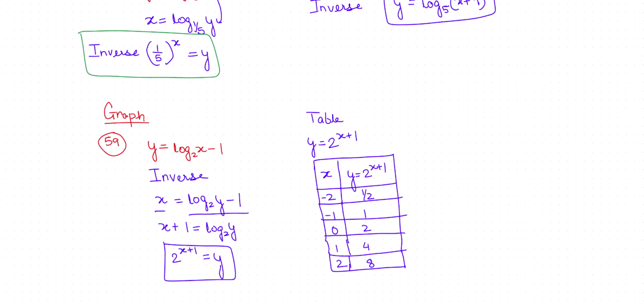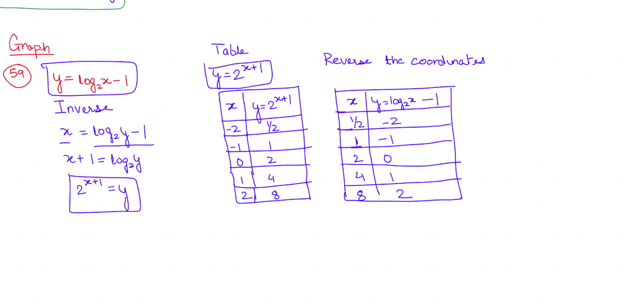So we will interchange, we'll reverse the coordinates for the points of y is equal to 2^x plus 1. So we will reverse the coordinates and then graph it. Then it will be the graph of the log function given here. So when we have reversed the coordinates, we'll put these y values as x, and y will be the y of this function, the original function.